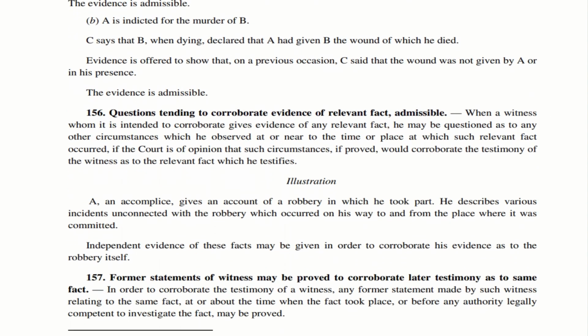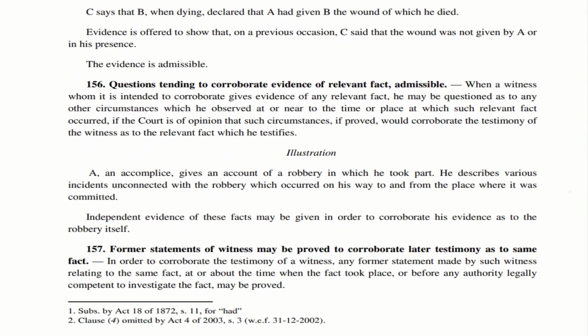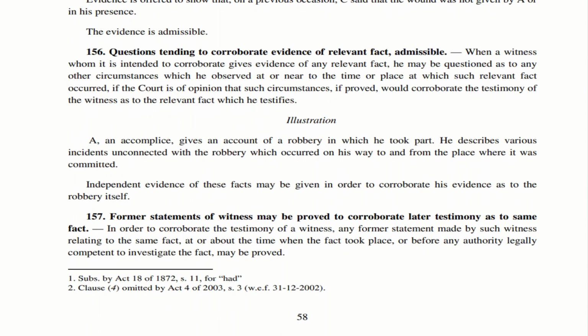Now let us move to section 156. If there are questions tending to corroborate evidence of relevant fact, then that is admissible. With respect to this particular section 156, we need to understand one aspect. If I am saying something connected to the fact or the main problem, then that is admissible. They have given an example. By trying to understand that example, we will understand the concept which has been explained in section 156.